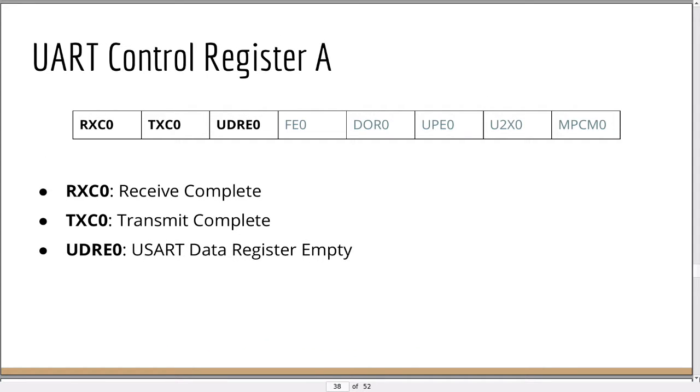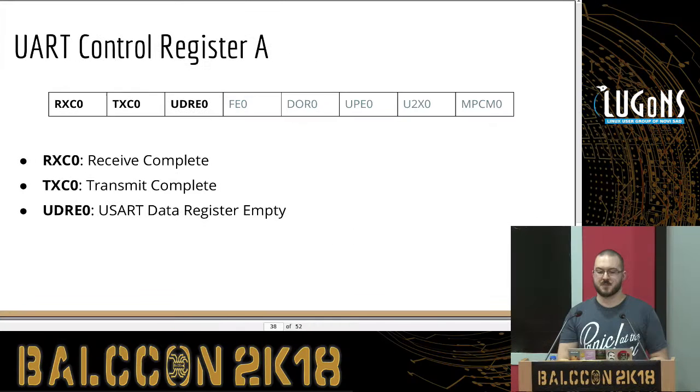So the UART control register A is composed of a few bits, where we only need 3 for now. The rest is parity, our parity errors we won't need to check because we won't actually send anything. And we can concentrate on the receive complete flag, the transmit complete flag, and the data register empty flag. Receive complete and transmit complete are pretty straightforward. If we're done sending something, the transmit complete flag is set, and if we have received something, the receive complete flag is set.